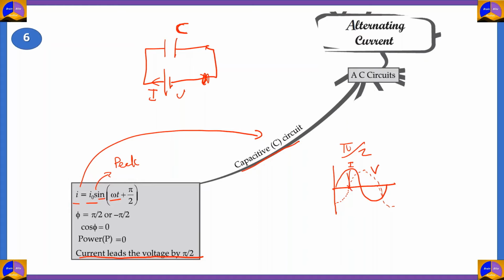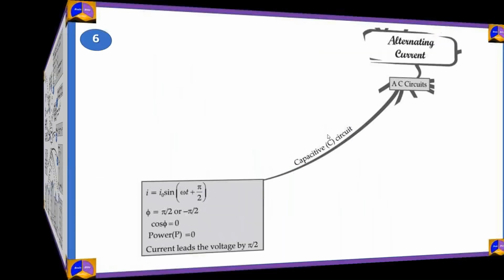Because when voltage is 0, the current is at the peak value at pi by 2. And again, since we know the phase is pi by 2 or minus pi by 2, the direction doesn't matter here. The minus sign doesn't matter. The value of cos will always be 0 because cos 90 is equal to 0. So when phi is pi by 2, it is 0. So since the power factor cos phi is 0, the power passing through this circuit is also 0.